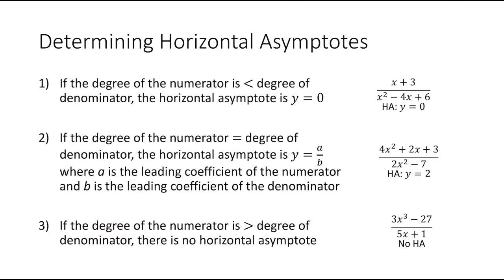You can determine horizontal asymptotes by looking at the degree of the numerator and the degree of the denominator. If the degree of the numerator is less than the degree of the denominator, the horizontal asymptote is y equals 0. If the degree of the numerator equals the degree of the denominator, the horizontal asymptote is y equals a over b, where a is the leading coefficient of the numerator and b is the leading coefficient of the denominator. If the degree of the numerator is bigger than the degree of the denominator, there is no horizontal asymptote.